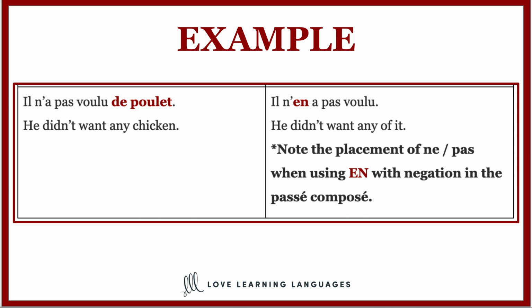And il n'a pas voulu de poulet. Remember why it's de, we're following negation here. Il n'a pas voulu de poulet. He didn't want any chicken, or just he didn't want any. In French, he didn't want any of it, which is the en. Il n'en a pas voulu. So you're going to sandwich that en and a with the ne pas, and that's how you do it in the passé composé with negation.